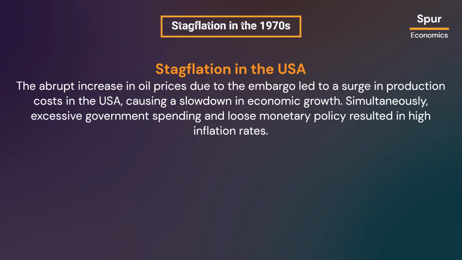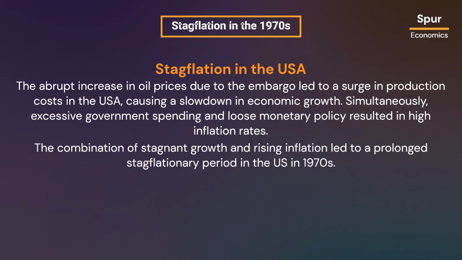The abrupt increase in oil prices due to the embargo led to a surge in production costs in the USA, causing a slowdown in economic growth. Simultaneously, excessive government spending and loose monetary policy resulted in high inflation rates. The combination of stagnant growth and rising inflation led to a prolonged stagflationary period in the U.S. in the 1970s.